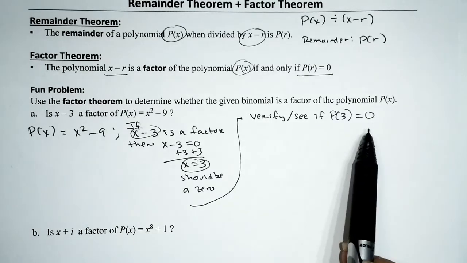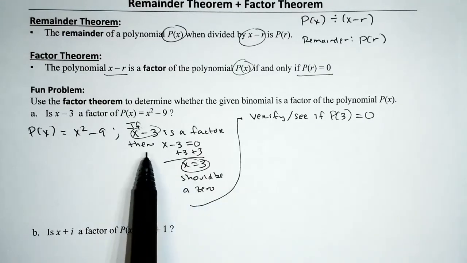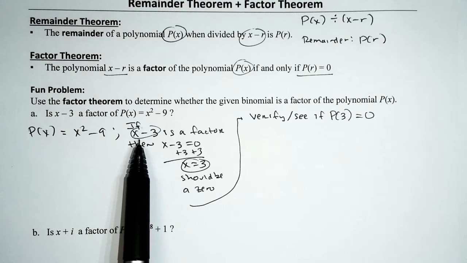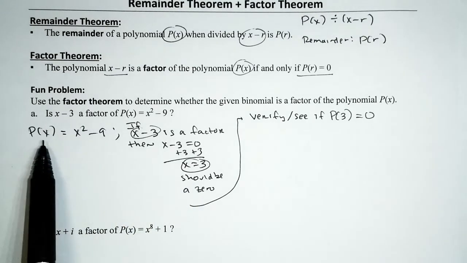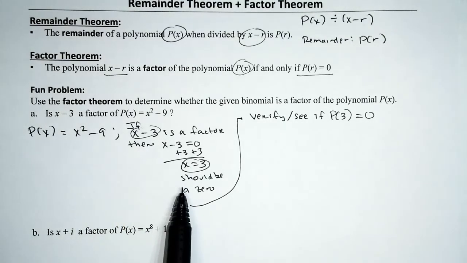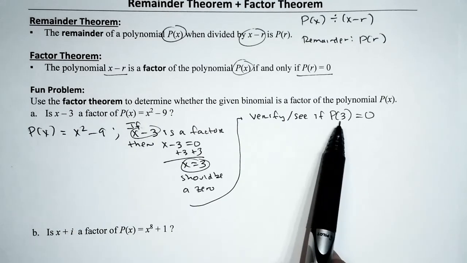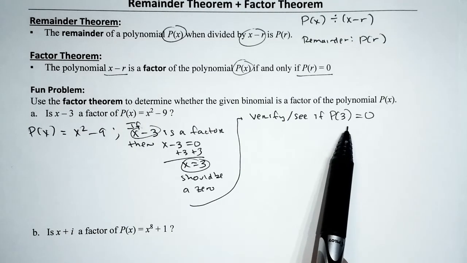Again, why does it have to be 0? Because it comes from math. If x minus 3 is a factor, then 3 should be a 0. If 3 is a 0 of the polynomial, then when we evaluate the polynomial at 3, the function value should be 0. So let's go ahead and substitute a 3 for the input.